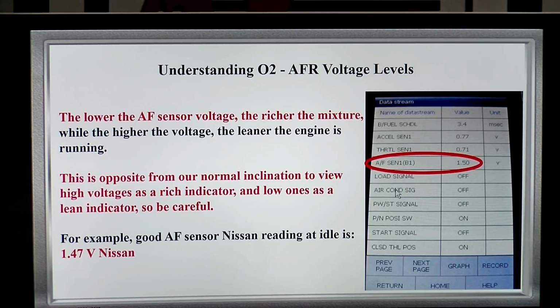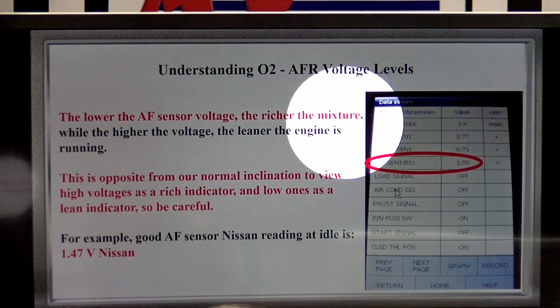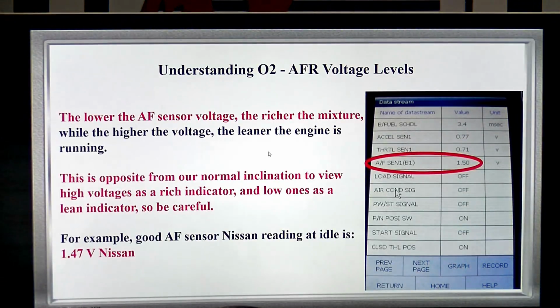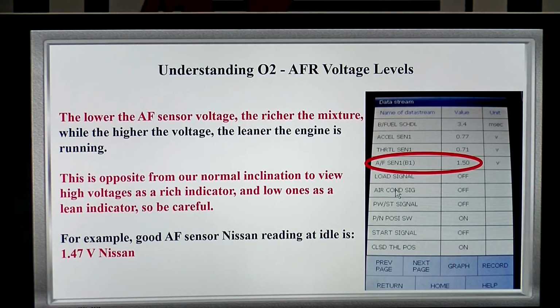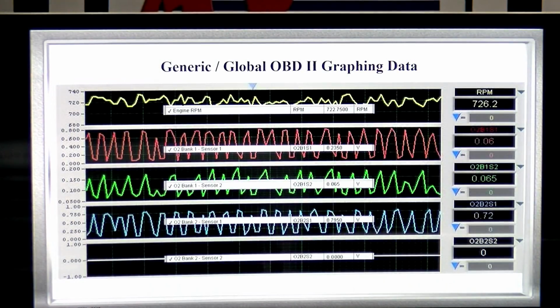And one thing I do want you to know, the lower the air-fuel voltage, the richer the mixture. The higher the voltage, the leaner the mixture. This is a little different than we're normally used to. So please take note of that. Now I want you to look at this screenshot. We don't have a hell of a lot of time left here. So take a look at it.